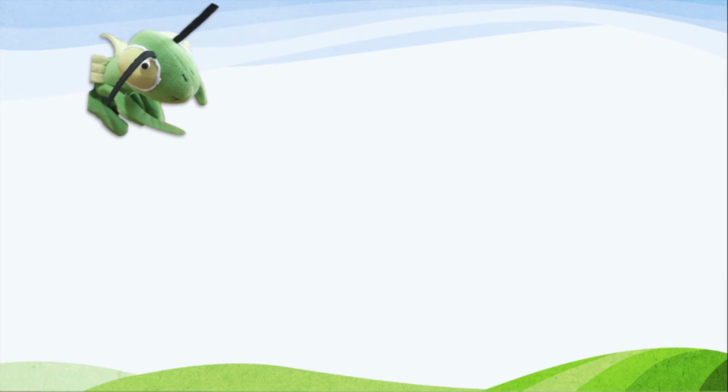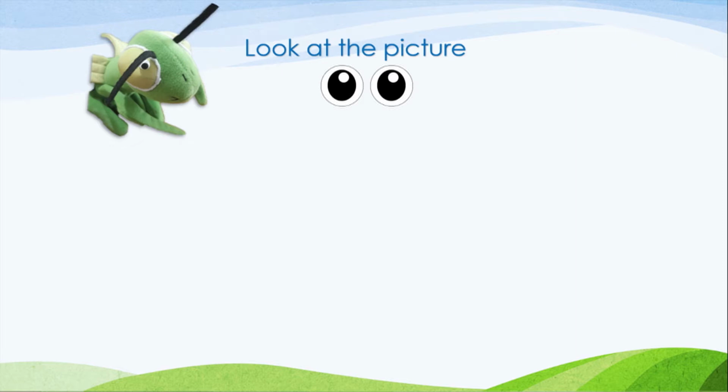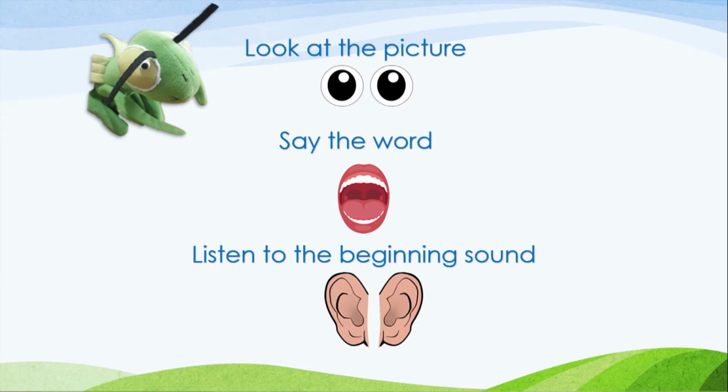So, in this first part of our lesson, I am going to model or show you how we identify the beginning sound in our CVC words. I invite you to sit back and listen as I go through these steps. Here's Charlie. Let's go through Charlie. First, we will look at the picture. Then we would say the word. Finally, we will listen to the beginning sound.